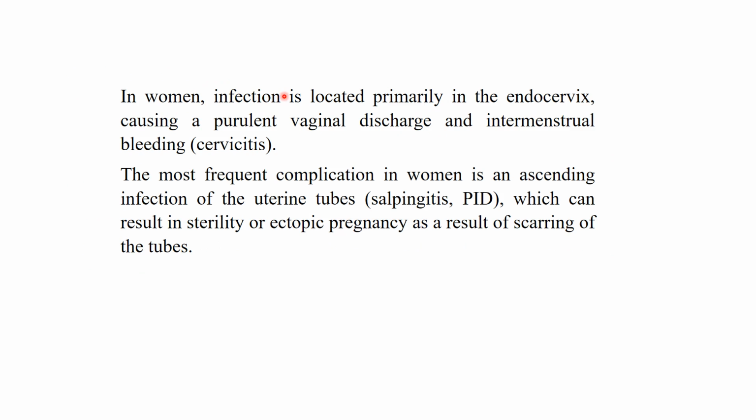In women, infection is located primarily in the endocervix, causing a purulent vaginal discharge and intermenstrual bleeding, which is called cervicitis. The most frequent complication in women is an ascending infection of the uterine tube, called salpingitis, inflammation of the fallopian tube, and pelvic inflammatory disease, which can result in sterility or ectopic pregnancy as a result of scarring of the tubes.